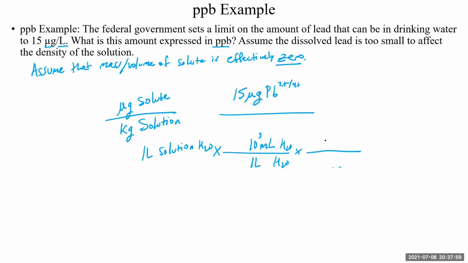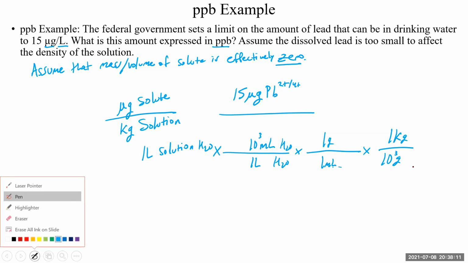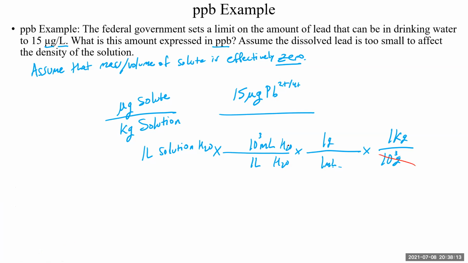Then we know that the density of water is 1 gram per milliliter. And then we know that it's 10 to the 3rd grams for every 1 kilogram. Now, if you notice, all of these thousands are going to cancel out. 1,000, 1,000, they cancel out. And so what we end up with is 1 liter of solution is 1 kilogram. So a liter of water is a kilogram of water. So we probably didn't need to do all that, but I wanted to make it clear.